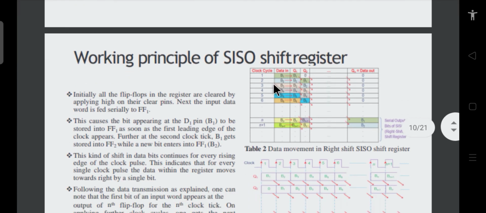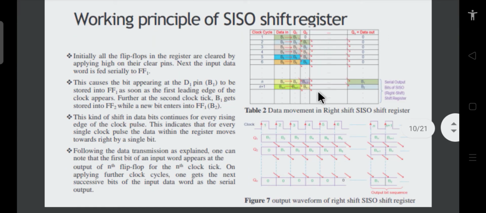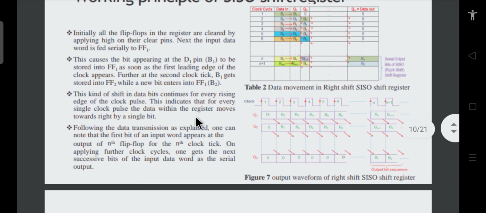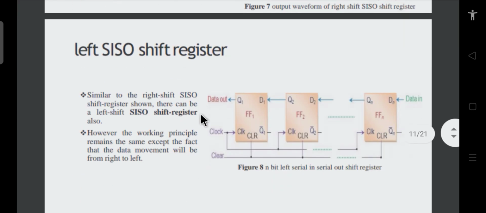So the working, as I have told you, we can understand it with the help of a table or the timing diagram. This is the same thing we have discussed already. Bit by bit I have explained in every sentence how it works. So you can read it out, and if you have any difficulty, you can ask me in your tutorial class.